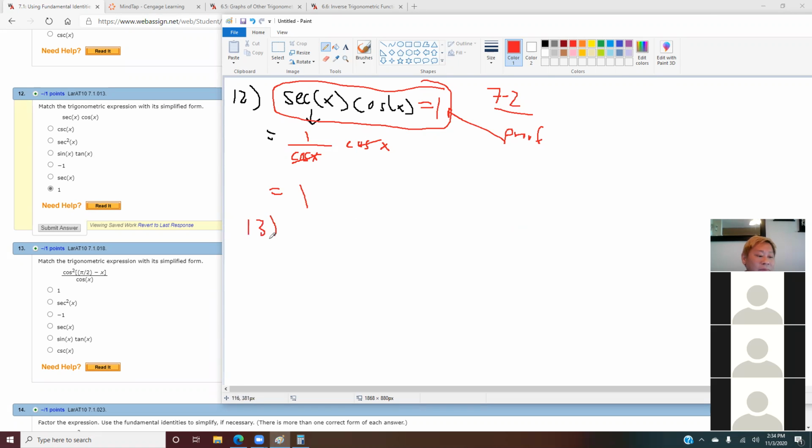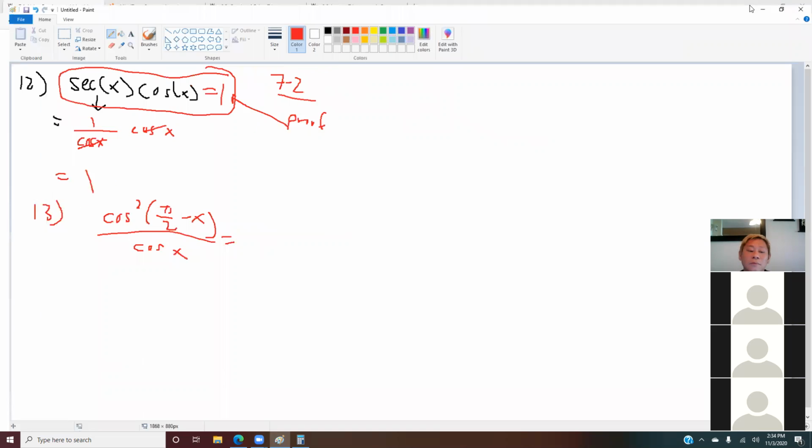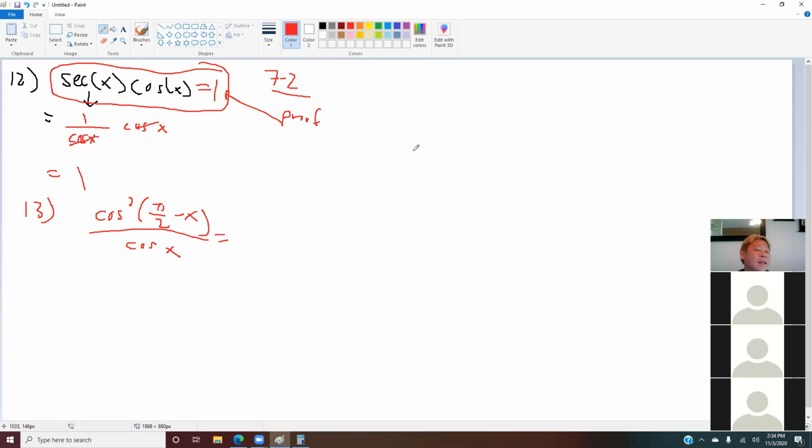How about 13? Cosine squared of pi over 2 minus x, divided by cosine x. See how many of you will get it. Anyone? So to reiterate, you can't distribute cosine squared within. You are correct. And there's no foiling here because the square is not here. The square is in here. I told you this is tough.